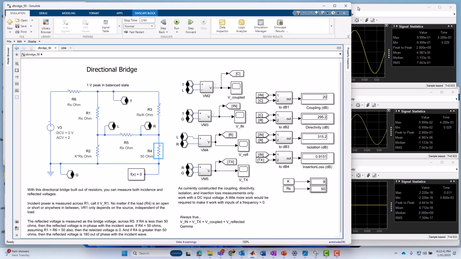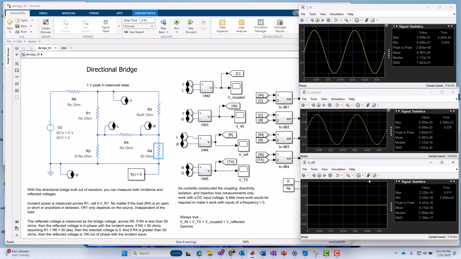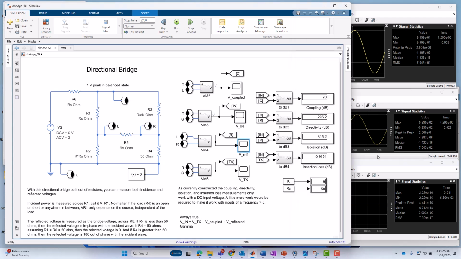Okay, so let's pull up our waveforms on the right and just see if these make any sense. The first I'm going to point to is the flat line at the bottom. Since I'm at a bridge balance state, I have no current or voltage drop through R5, so we see a flat line for V reflect. Okay, that would be left to right on this V reflect scope.